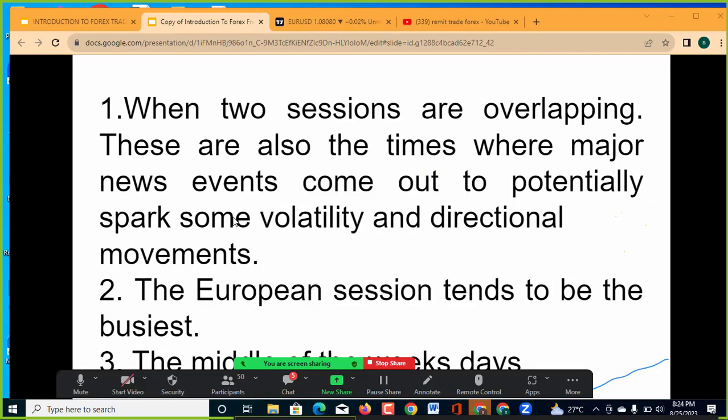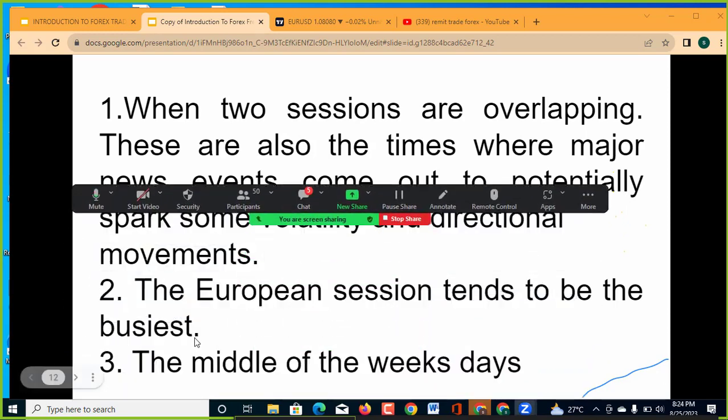All right, so the next session that is also good to trade is the European session, which is the London session. It's very, very important here. And then another one here is midweek days. About midweek days, we are looking at Tuesday, Wednesday and Thursday.